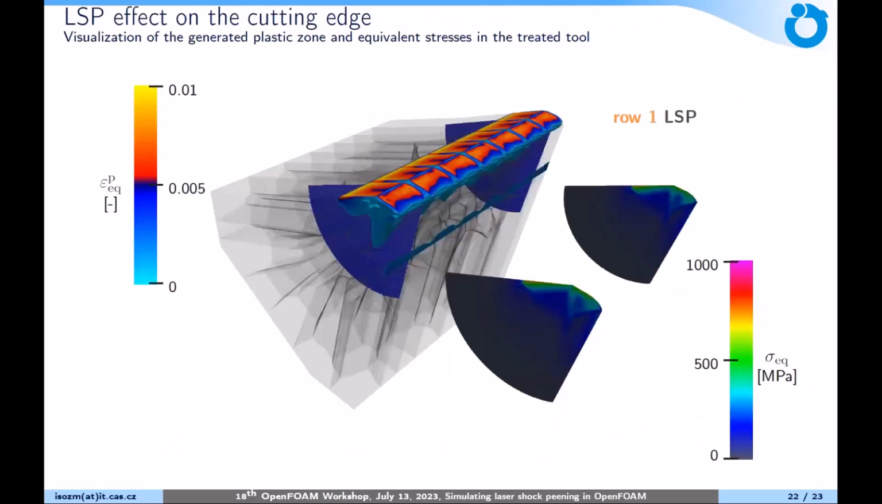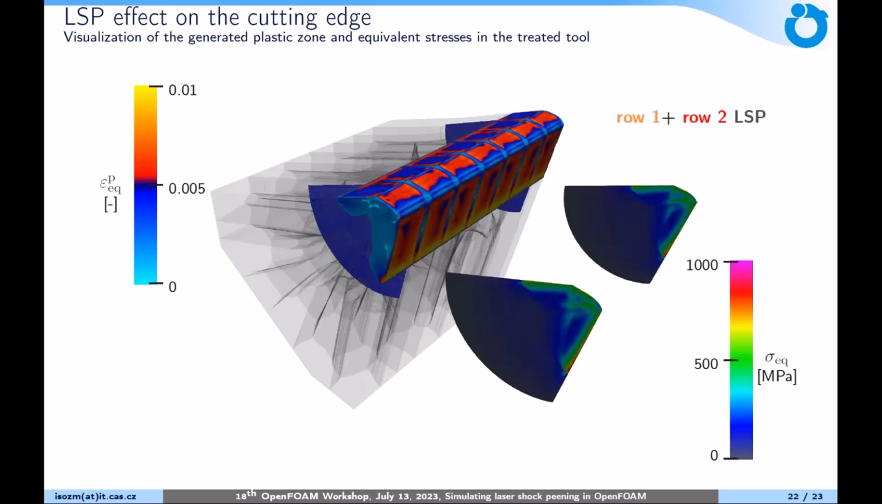So just a few nice images at the end, what we have also available. So we see the affected zone on this image. It's using some thresholding on equivalent plastic strain. It's from row 1. And before, you saw the residual stresses on the surface of the material. So now you can see them inside. And when we apply the second row, the affected zone just increases quite understandably.